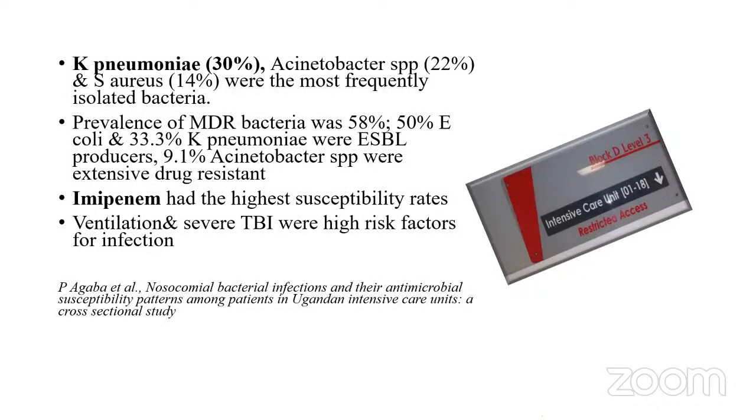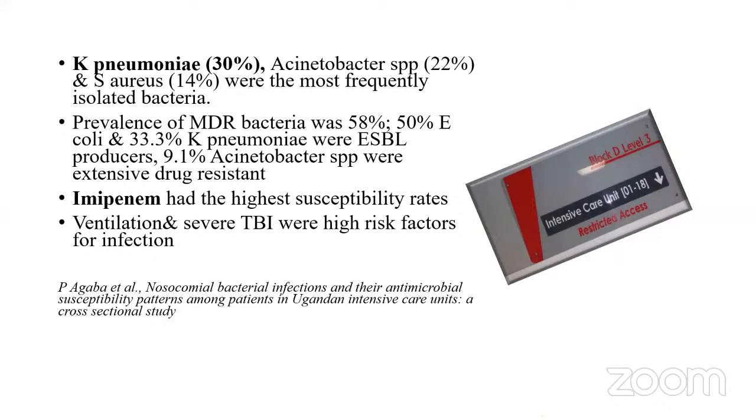In a study done locally here in our ICU at Mulago National Referral by Peter Agaba and others, it was found that in our ICU, Klebsiella pneumoniae, which took about 30% of positive cultures, was the most prevalent, followed by Acinetobacter species, which comprised 22%. And then we had Staph aureus in third position at 14%. There was a higher prevalence of multi-drug resistant bacteria, which was 58%.